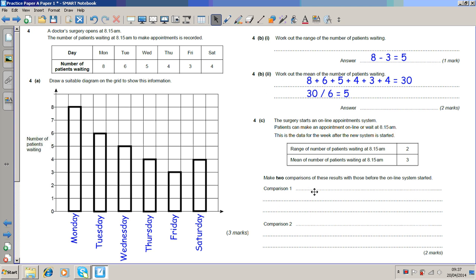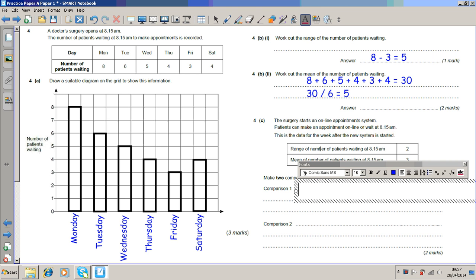Alright, these questions come up fairly regularly, really, where we need to make a comparison. Essentially, you want to compare the range and the mean, 2 comparisons to make. Alright, so the surgery starts an online system. Can wait online or wait. This is the data for once the new system started. So the range went down to 2, and the average number of patients waiting was 3. So make 2 comparisons. Let's compare the average first, then the range.